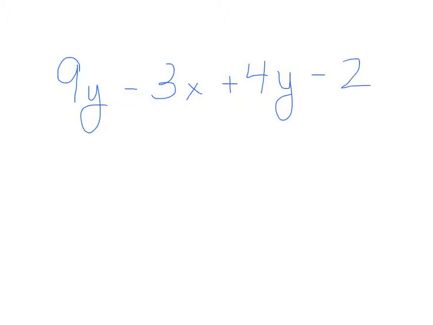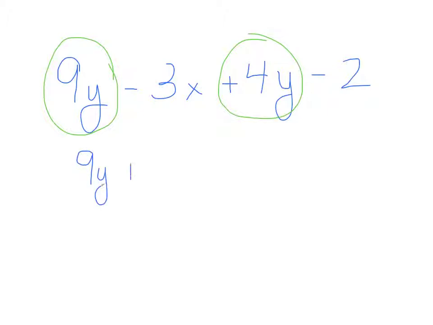So if I gave you something like 9y minus 3x plus 4y minus 2, I would first need to say where are the like terms. In this case, I have the 9y and I have the plus 4y. So what I basically can do is rearrange this using the commutative property to be 9y plus 4y minus 3x minus 2. You'll notice the subtraction sign follows the number after it, so that's why this is still minus 3x, and that I can't change that sign.